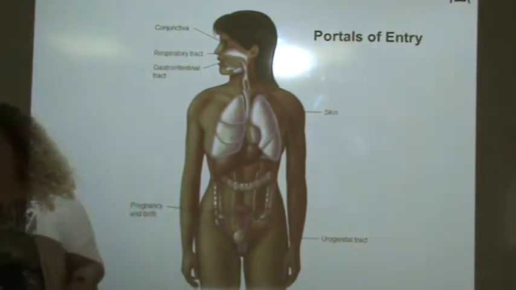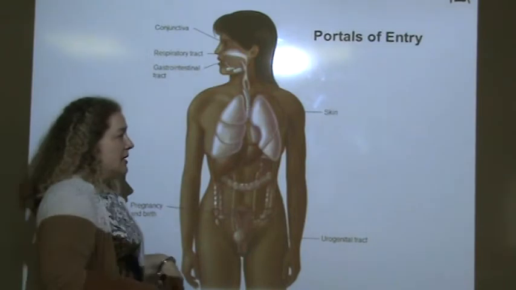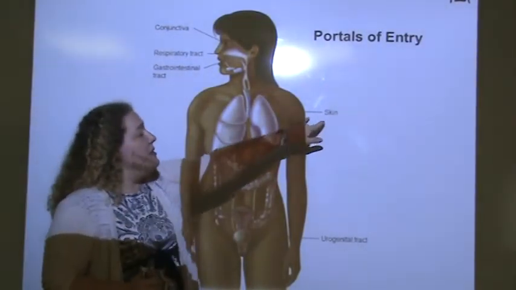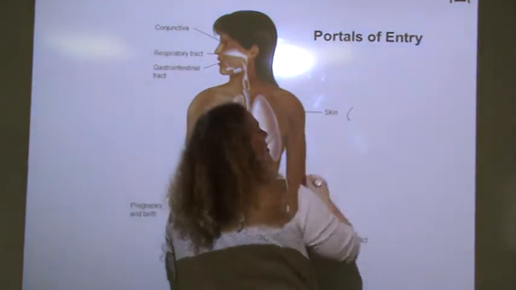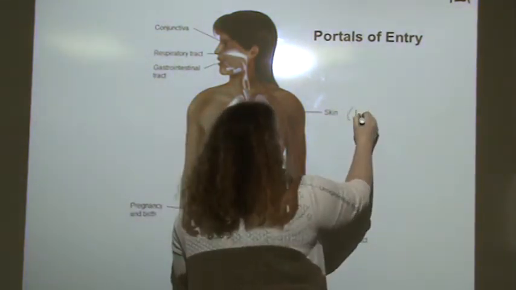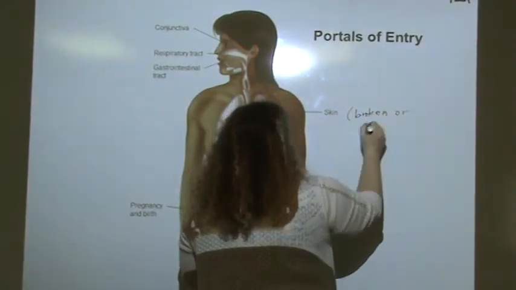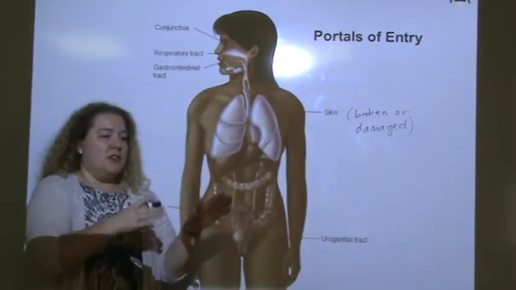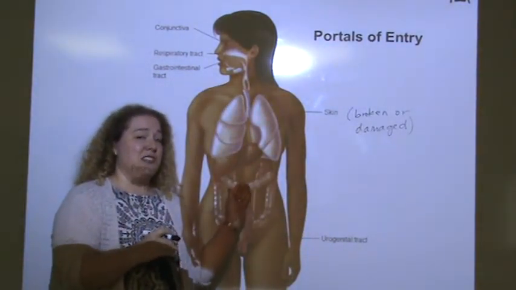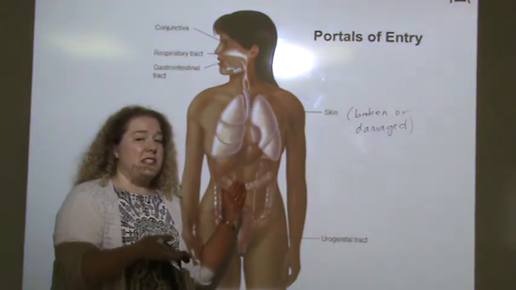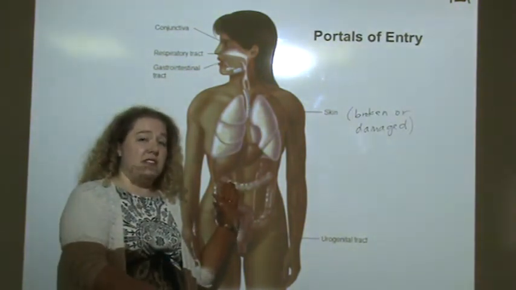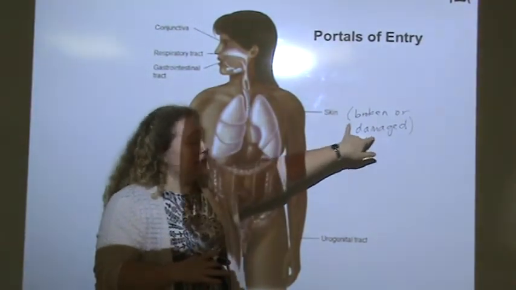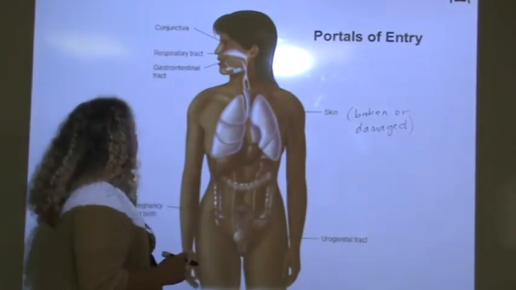The major portals of entry are listed here. Again, each pathogen will have a specific way it gets into the body. Skin is more likely to be a portal if it is broken or damaged in some way. Good, smooth, intact skin is actually a really good barrier, which is why usually it's fine to just go ahead and sit down on the toilet seat. That's one of my pet peeves. Skin is a good barrier. It can be a portal if it's broken or damaged.